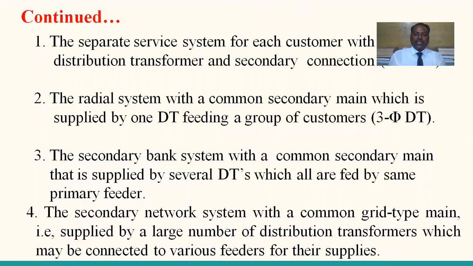The secondary network system is a common grid main that is supplied by a large number of distribution transformers, which may be connected to various feeders for their supply. So the secondary distribution system consists of either individual consumers, a group of consumers, secondary banking, or the grid type. The grid type may provide alternative supplies for the consumers.